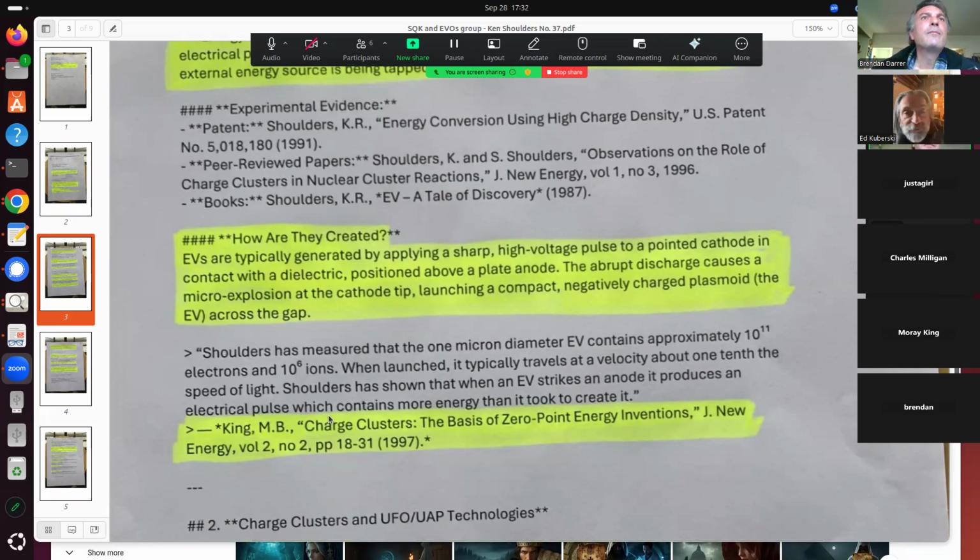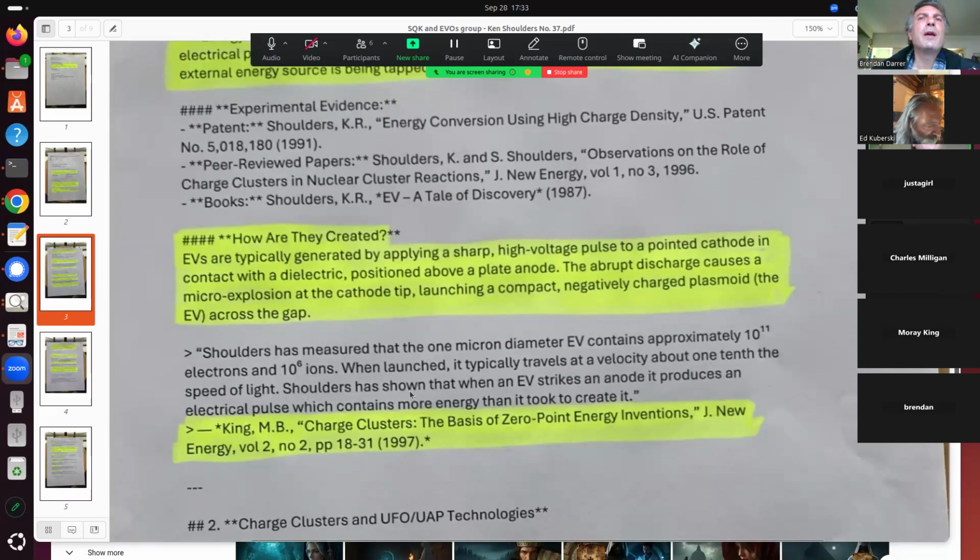I think that negatively charged part is pretty important. Okay, bring that up. Shoulders measured that the 1 micron diameter EV contained approximately 10 to the 11 electrons and 10 to the 6 ions. When launched, it typically travels at a velocity about 1/10 the speed of light.